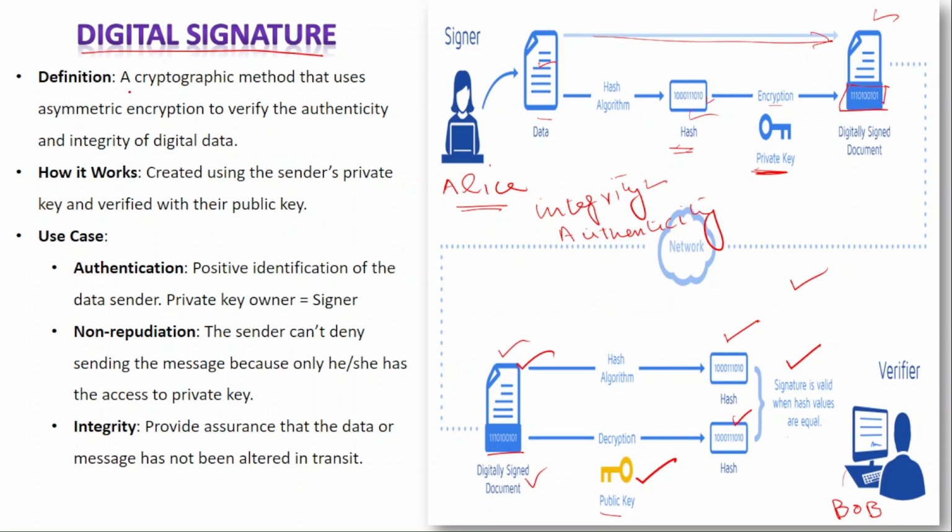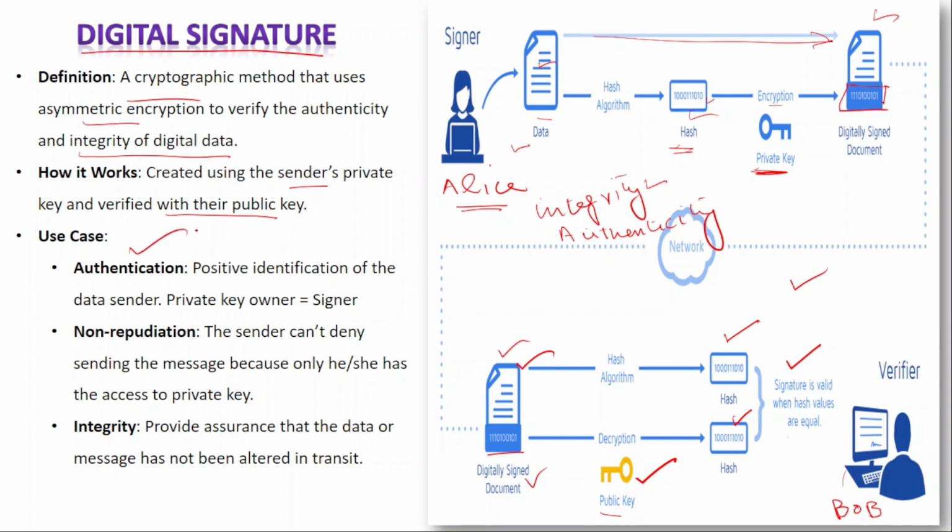So let me now go through the slide. It is a cryptographic method that uses asymmetric encryption. So remember, Alice uses the private key and Bob uses the public key to encrypt and decrypt the message, to verify the authenticity and integrity of digital data. How it works: it is created using the sender's private key. As we saw, the hash was encrypted with the private key of Alice and verified with her public key, and the hash was then decrypted using Alice's public key.